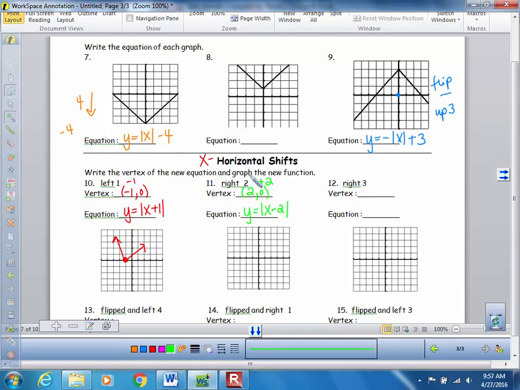So up here, what it actually tells you is all we're doing. So from the center, it says we go right 2. So I'm going to go to the right 1, 2, put my point. It is still facing up, so I'm going to draw my V up.